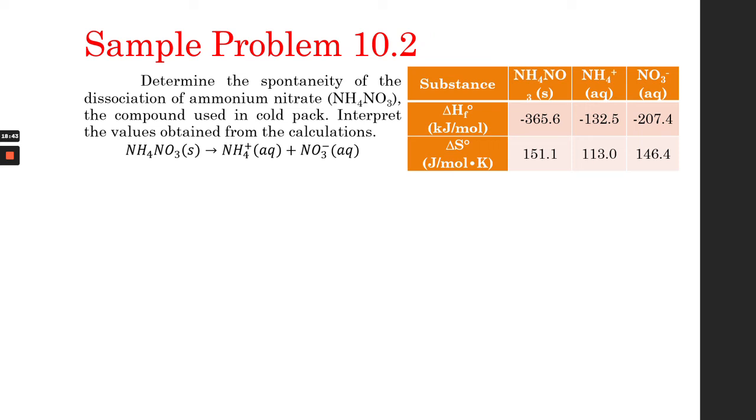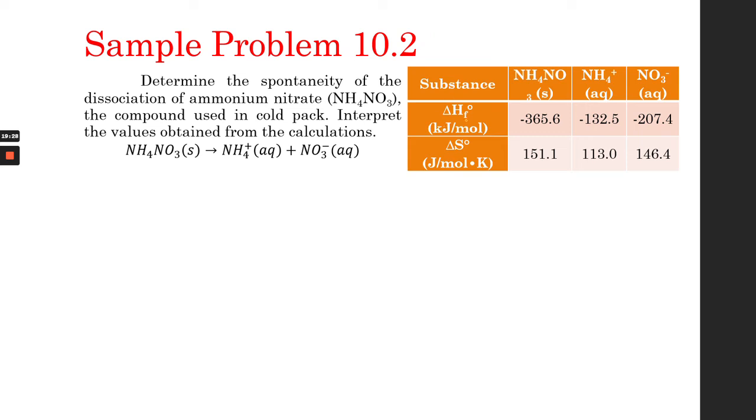So for example, the sample problem: determine the spontaneity of the dissociation of ammonium nitrate, or NH4NO3. NH4 is ammonium, NO3 is nitrate, the compound used in cold packs. Interpret the values obtained from the calculations. So this is your chemical equation here. This is the chemical process wherein you have solid ammonium nitrate, and it dissociates to ammonium cation and nitrate ion.